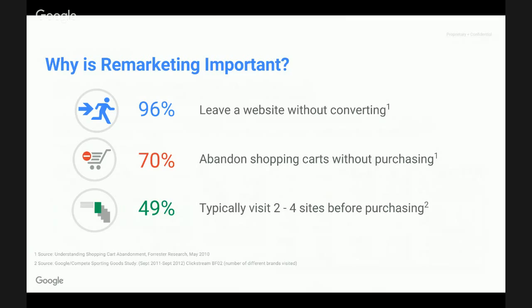Then we have 70% of people who pick a product and put it in the basket, but don't convert. For some reason, they want to get more information. So this is the audience that we really want to target. We basically want all three audiences, also the ones that don't necessarily go into the basket, but the ones that do go into the basket are more likely to convert. And there's another one: 49% of people typically visit 2 to 4 sites before purchasing. So that's also a significant number.